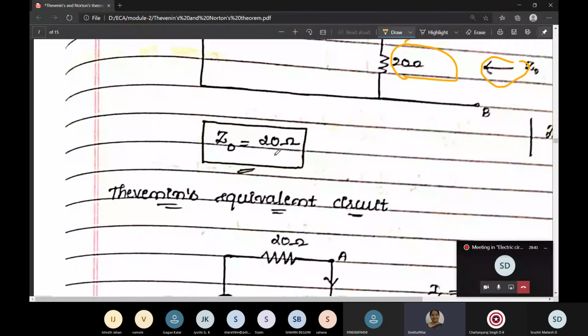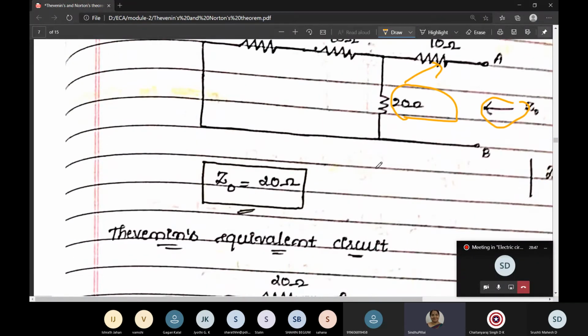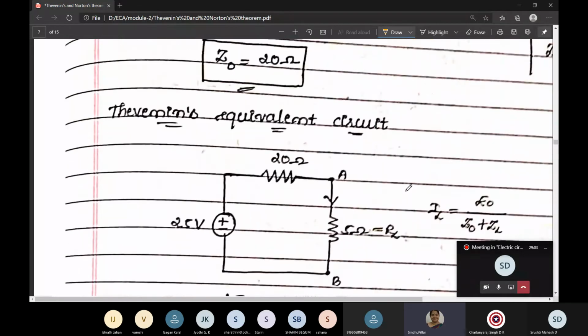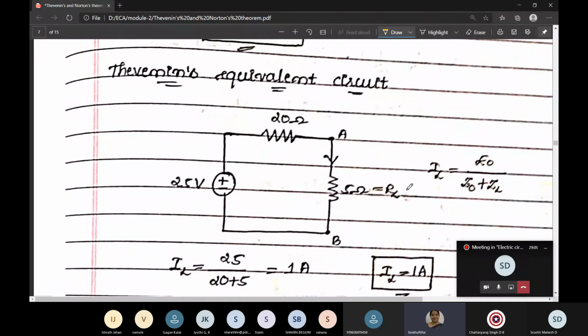Getting it? So this is how we find out the equivalent impedance for the Thevenin's voltage. If we have any voltage sources, they all are shorted here. In this network there was no current source. If you had a current source, you have to open it. This is one example for Thevenin's circuit. After that, you have to draw Thevenin's equivalent circuit.